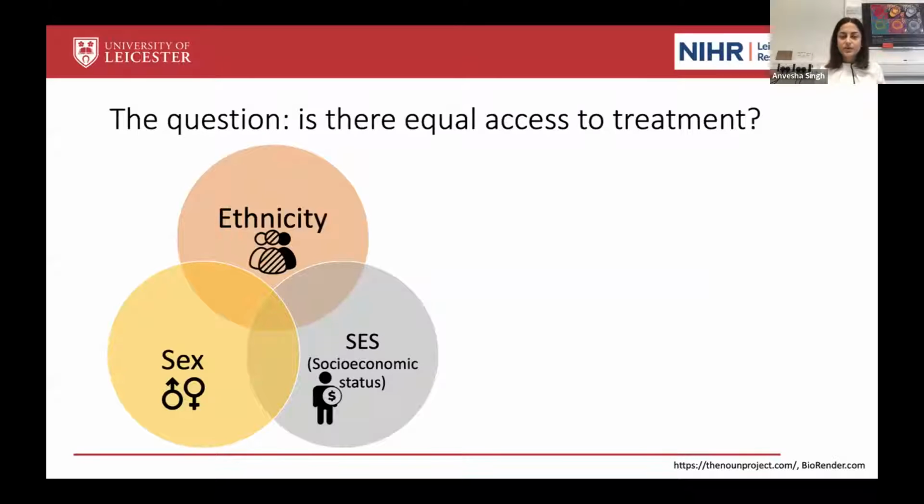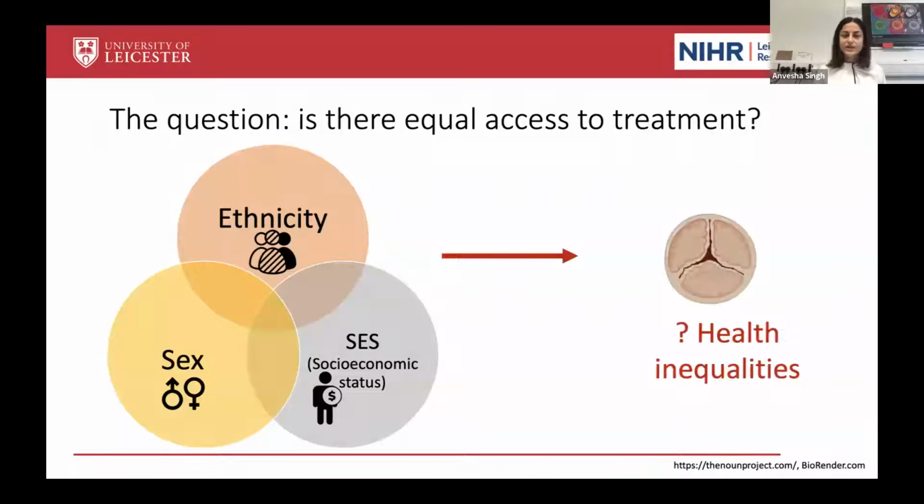We also know that socioeconomic status has an impact on most elective procedures as well as post-operative outcomes. And finally, studies have shown there are differences between men and women in terms of who gets what type of treatment and when, and some differences in outcomes as well, although this data is not conclusive. So this led us to ask the question if there are health inequalities in people being treated for this common condition.